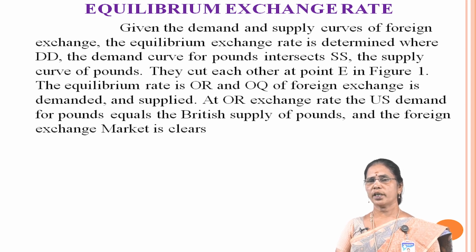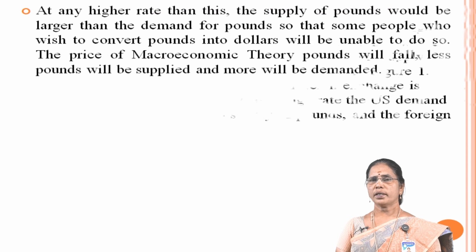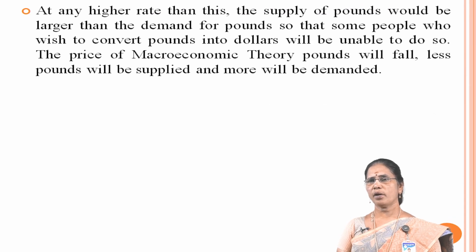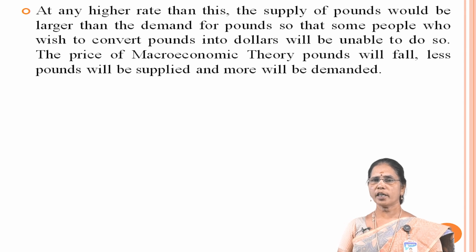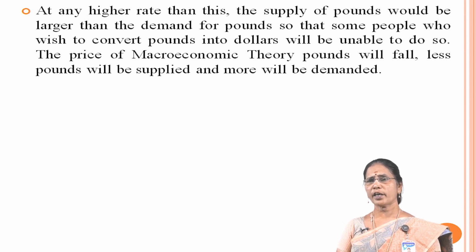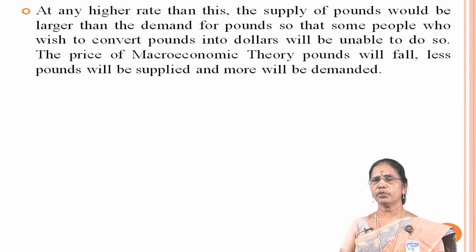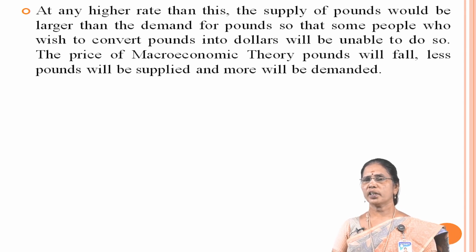At the OR exchange rate, the US demand for pounds equals the British supply of pounds and the foreign exchange market is clear. At any higher rate than this, the supply of pounds would be larger than the demand for pounds, so that some people who wish to convert pounds into dollars will be unable to do so. The price of pounds will fall, fewer pounds will be supplied and more will be demanded. Ultimately, the equilibrium rate of exchange will be re-established in figure 1.